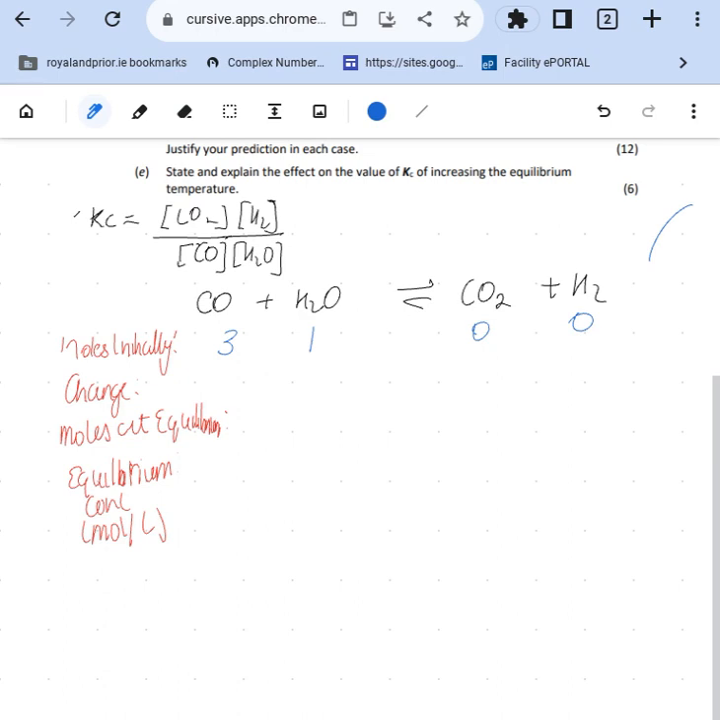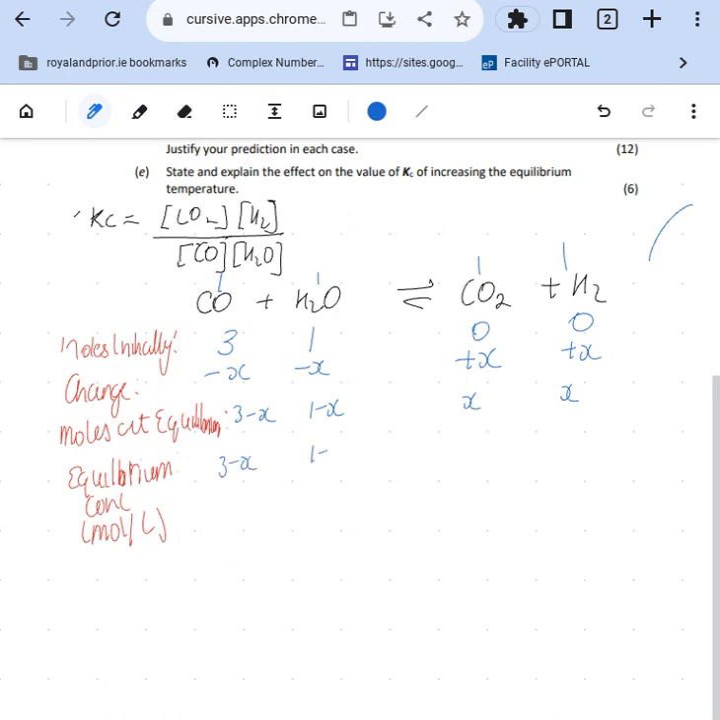My change, this is with the ratio. The ratio is 1 is to 1 is to 1 is to 1. So when they give me the value of Kc, I'm writing it in terms of x. So my change there is minus x. And my products are increasing x and x. If it was a 2 in front of it, it'd be plus 2x. What have we got now? We've got 3 minus x, 1 minus x, x and x.